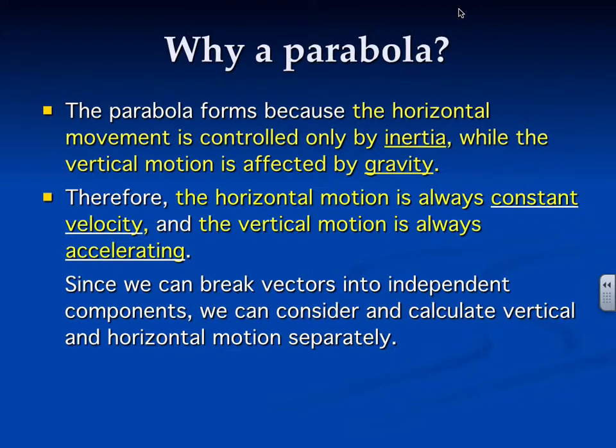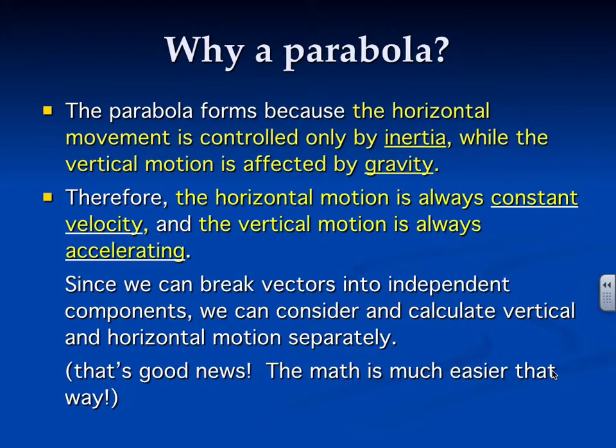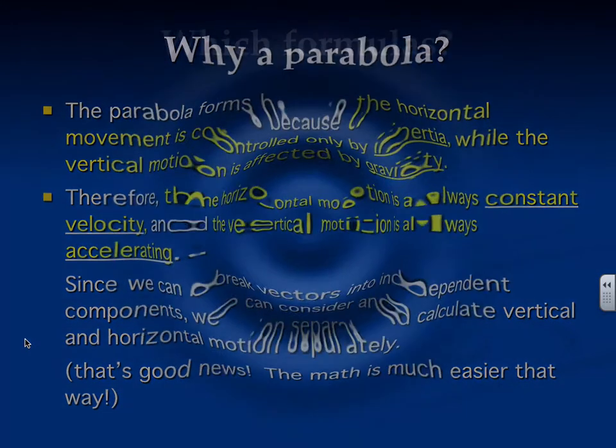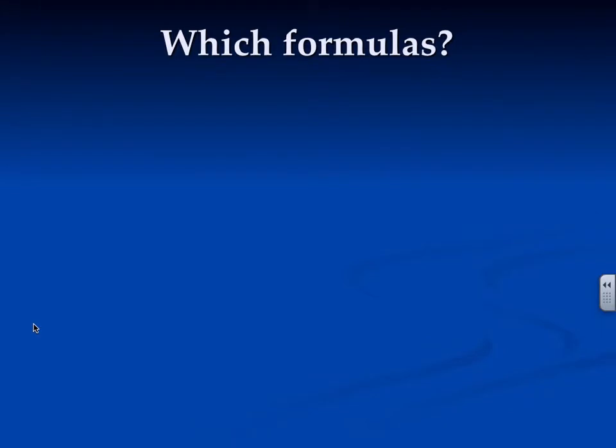So the good news is if we calculate these separately, the math gets quite simple, whereas parabolic motion is fairly complicated mathematically. Up and down motion is simple, and side to side motion is simple, and they both simply are happening at the same time.